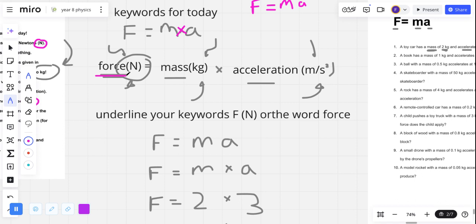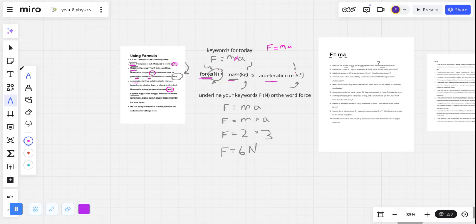F stands for force, as we've talked about it. M stands for mass. A stands for acceleration. You will be looking for the units newtons, N, kilograms, kg, and meters per second with a tiny little squared on for acceleration. So how do I do question 1?